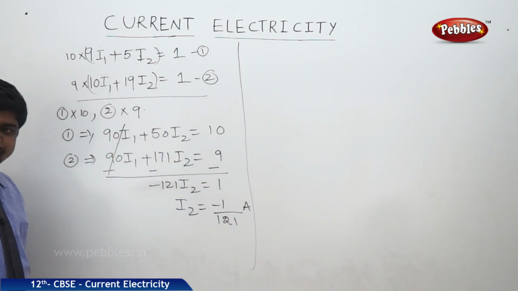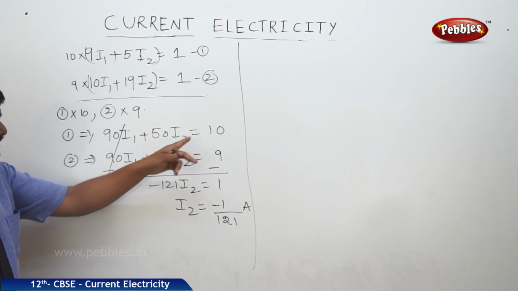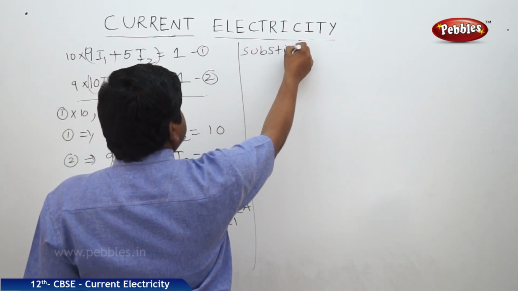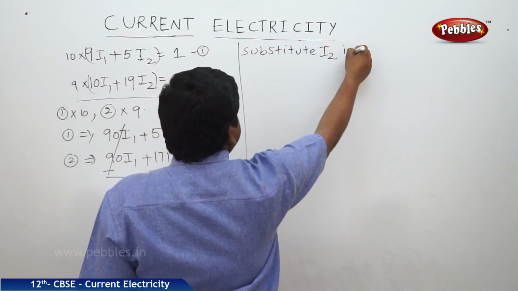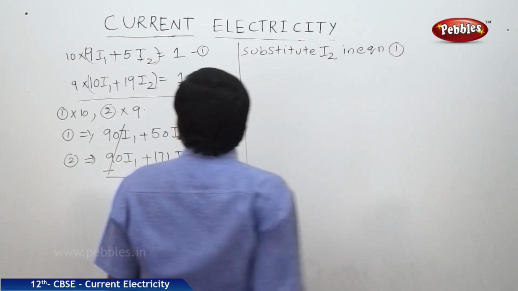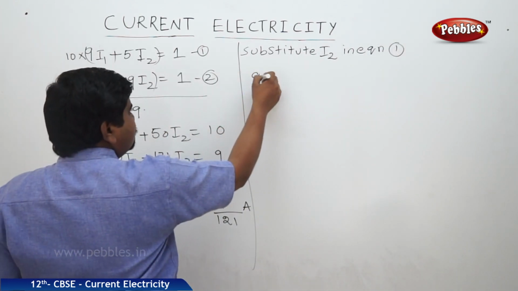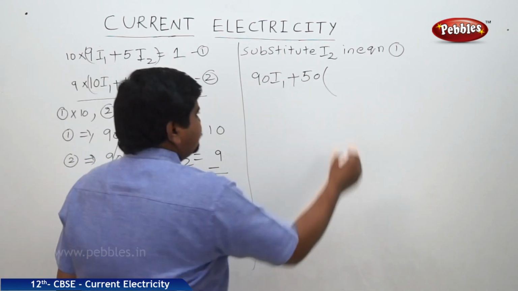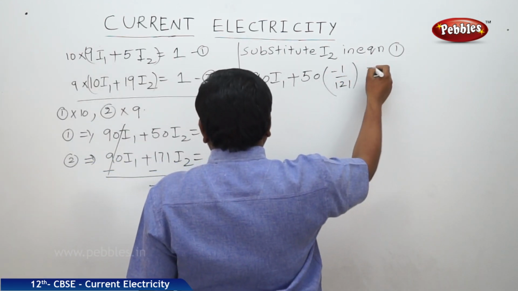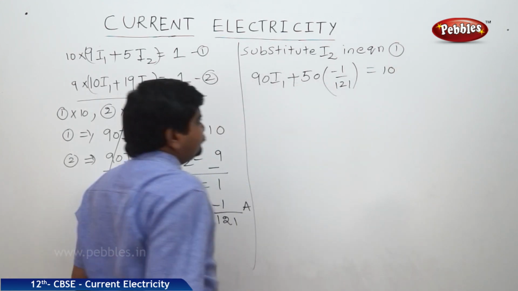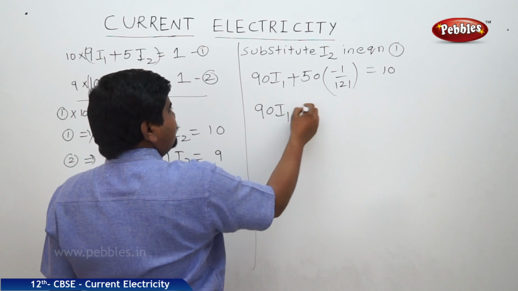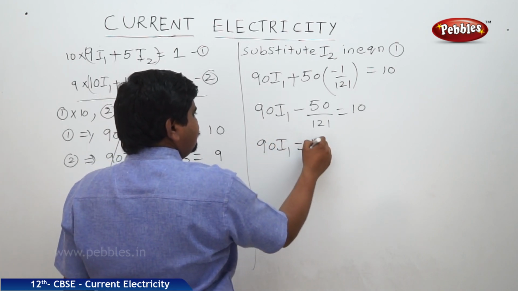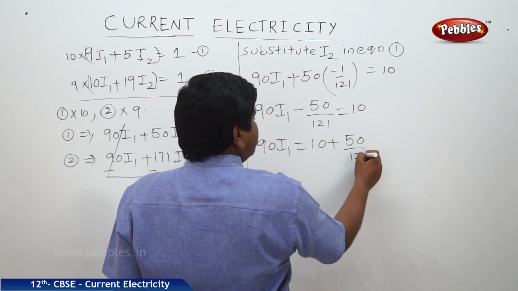So we got I2. Now we will substitute this I2 value in any equation, then we will get the I1 value. Therefore, substitute I2 in equation 1. So 90I1 plus 50 into what is I2, minus 1 by 121, is equal to 10. So 90I1 minus 50 by 121 is equal to 10. 90I1 is equal to 10 plus 50 by 121.